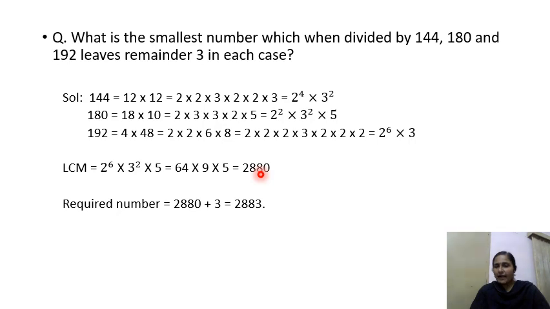But when I divide the LCM by 144, obviously the remainder will be 0. If I divide the LCM by 180, obviously the remainder will be 0. But in the question, we want remainder 3. We don't want the remainder to be 0. So to get the remainder 3, what will we do? Whatever LCM you got, add 3 to that number. So the required number is 2883, because we need the remainder 3 there.